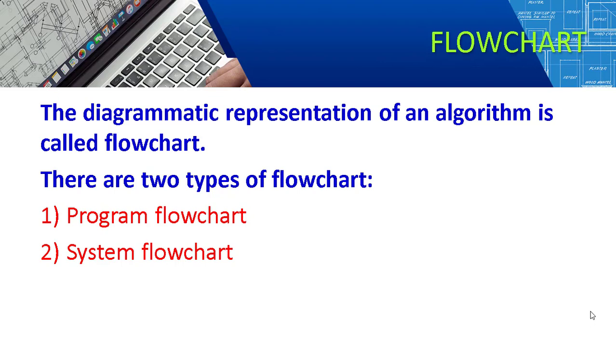In addition to the flow of operation, it also gives you information such as where the program is stored, like the program is stored in a magnetic disk, or whether the data is coming from the keyboard or from the mouse. This kind of information will be specified in the system flow chart, but the program flow chart will specify only the flow of operations. So these are the two types of flow chart, the program flow chart and the system flow chart.